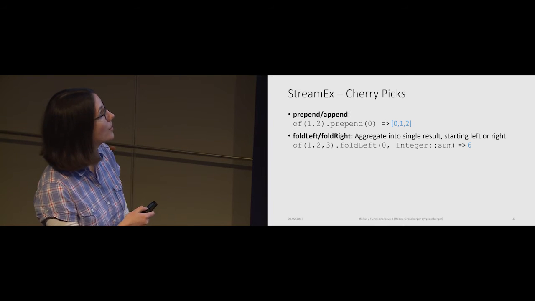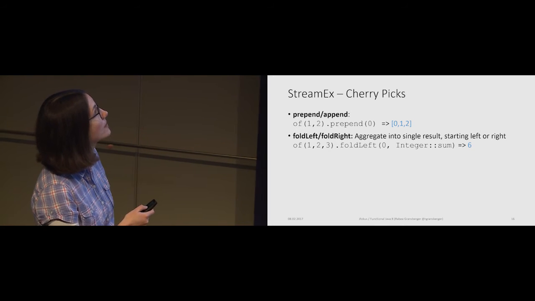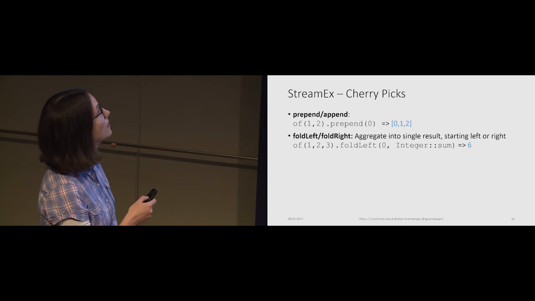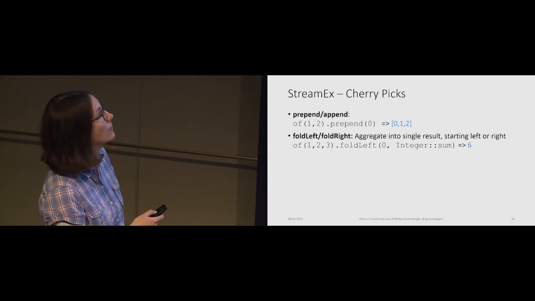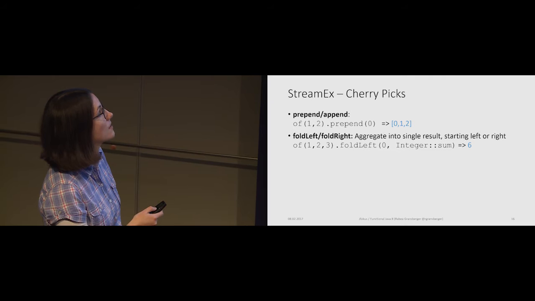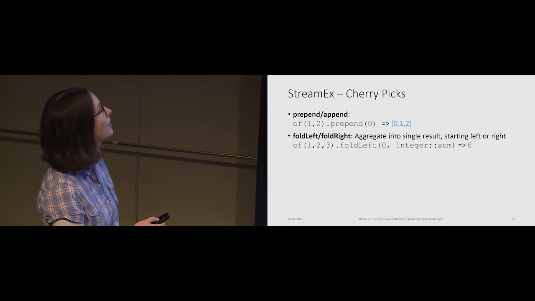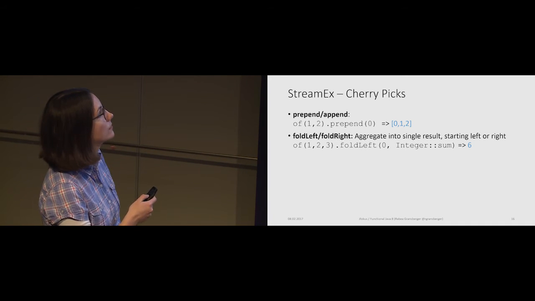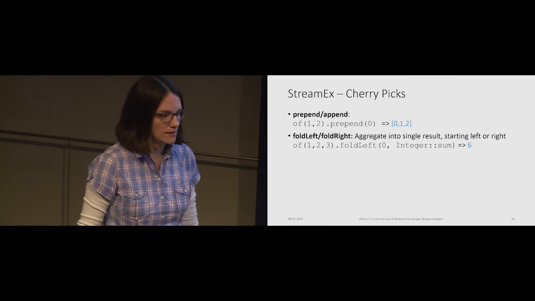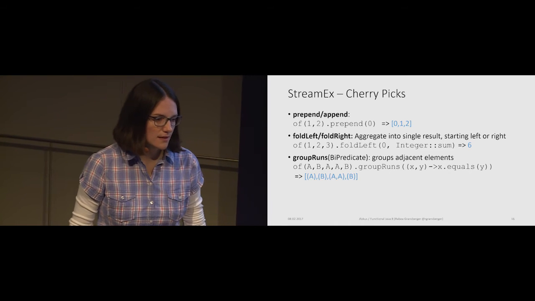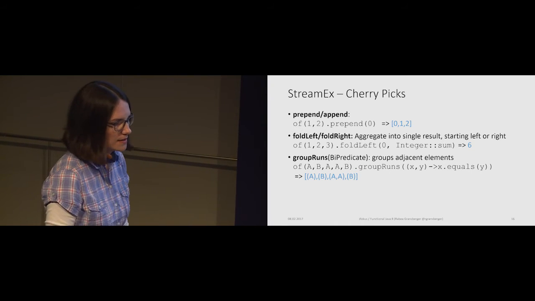Then we have folding operations. So folding means coming from 3 different values, and we only want 1 value in the end. So we're starting with 0 and then adding the values up by using a function which will do the adding up. So it's 0 plus 1 plus 2 plus 3, and the end result is 6. And we can start from the right or from the left-hand side.